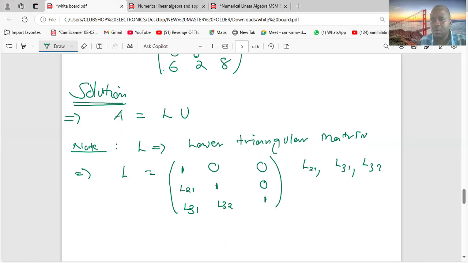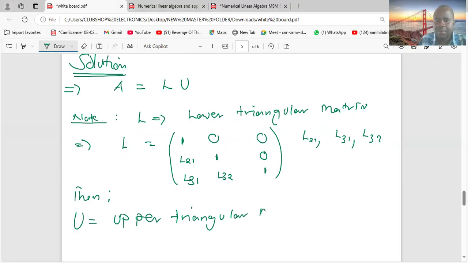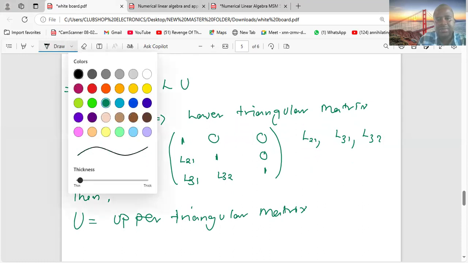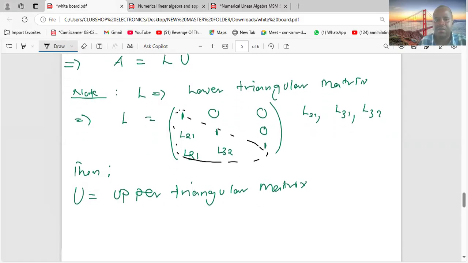Okay. Then this U is the upper triangular matrix. What do we mean? If you look at the lower triangular matrix, we want to have a triangle here below. That's what we mean. Then the upper is the opposite, to be above.